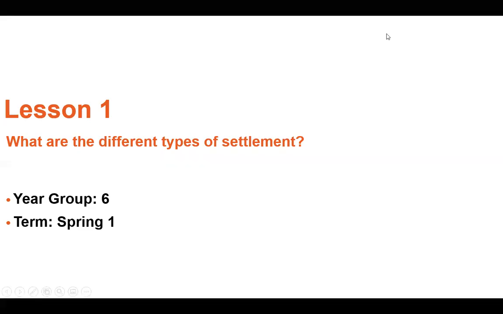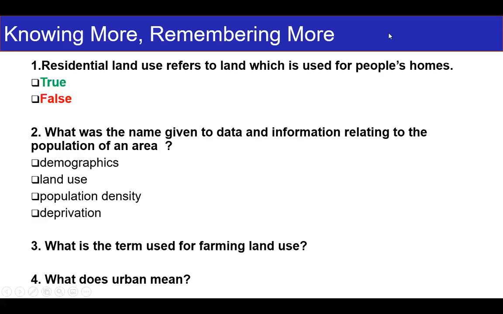Hello Year 6 and welcome to your first geography lesson, in which we're going to be looking at different types of settlement. We'll start off this lesson like we do normal lessons, with our knowing more, remembering more.